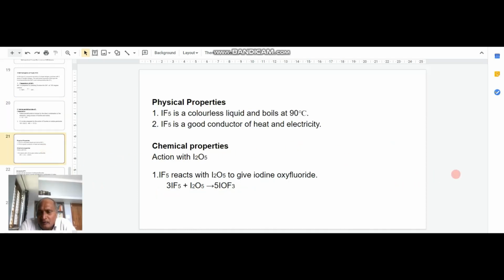So this is about the preparation of iodine pentafluoride and bromine pentafluoride. So coming to the physical properties of iodine pentafluoride. Iodine pentafluoride is a colorless liquid, boils at 90 degrees Celsius.